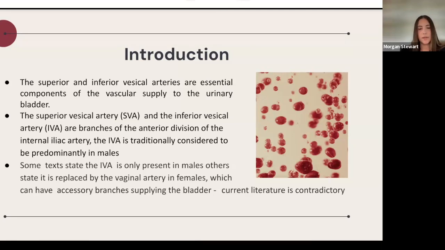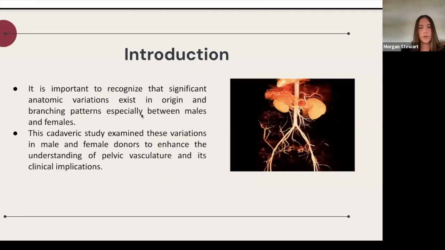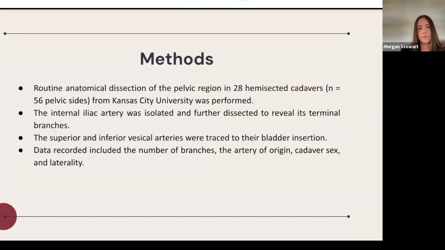Some texts state that the IVA is only present in males, and others state that it is replaced by the vaginal artery in females, which can have accessory branches supplying the bladder. Current literature is contradictory and pretty unclear. It's important to recognize that significant anatomic variations exist in both the origin and branching patterns, especially between males and females. This cadaveric study examined those variations in order to enhance the understanding of pelvic vasculature and its clinical implications.